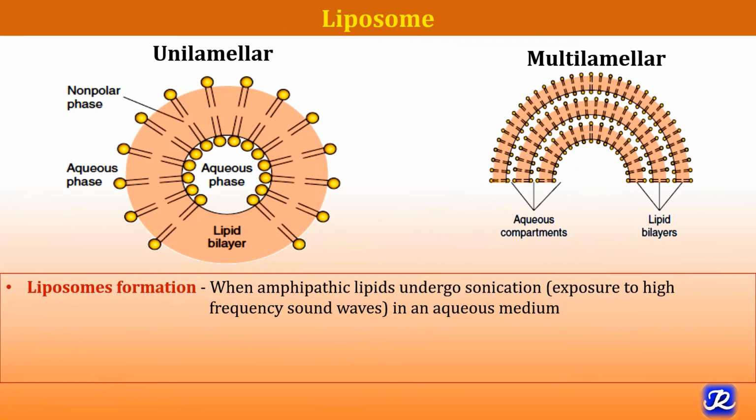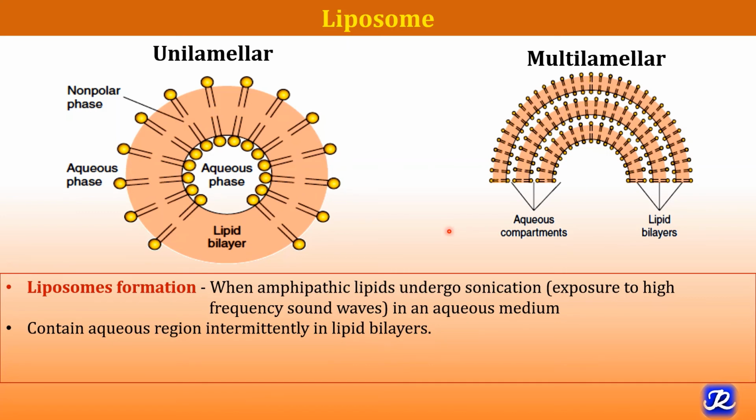What are liposomes and why are they important? When amphipathic lipids undergo sonication, that is exposure to high frequency sound waves in an aqueous medium, liposomes are formed. Liposomes can be unilamellar or multilamellar. Unilamellar means only a single lipid bilayer is present. In multilamellar, many lipid bilayers are present forming various aqueous compartments. So liposomes contain aqueous regions intermittently in lipid bilayers.